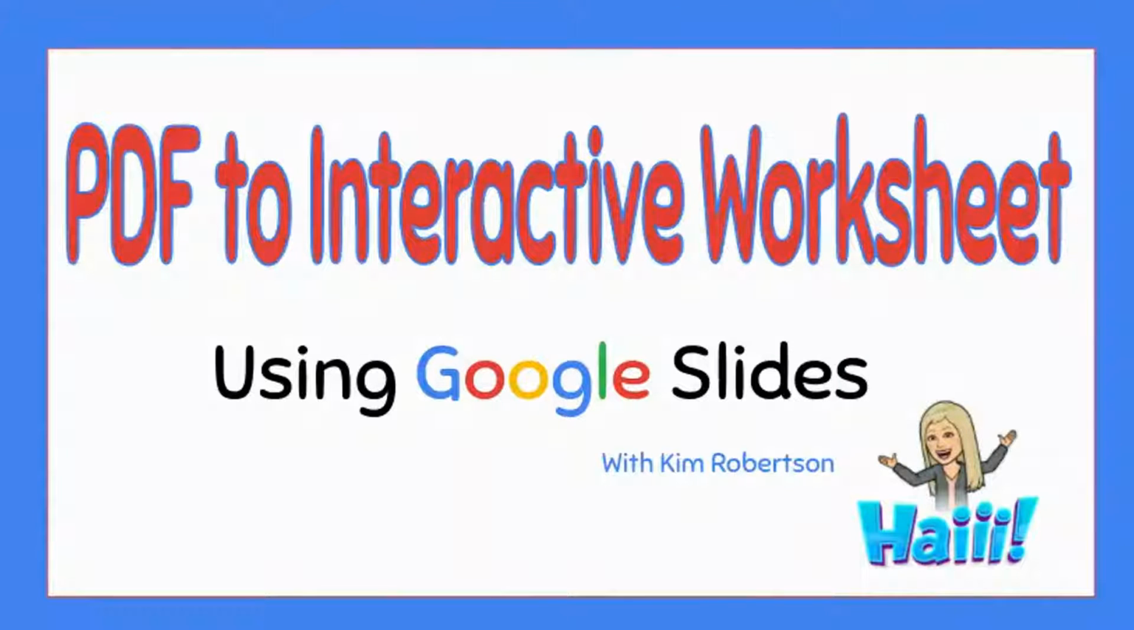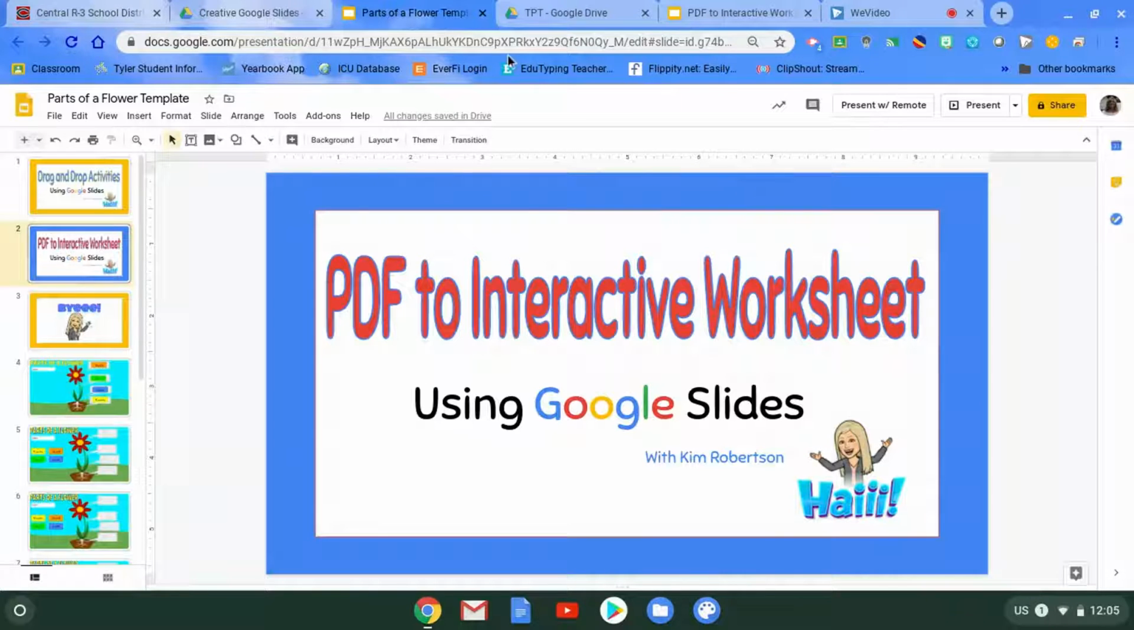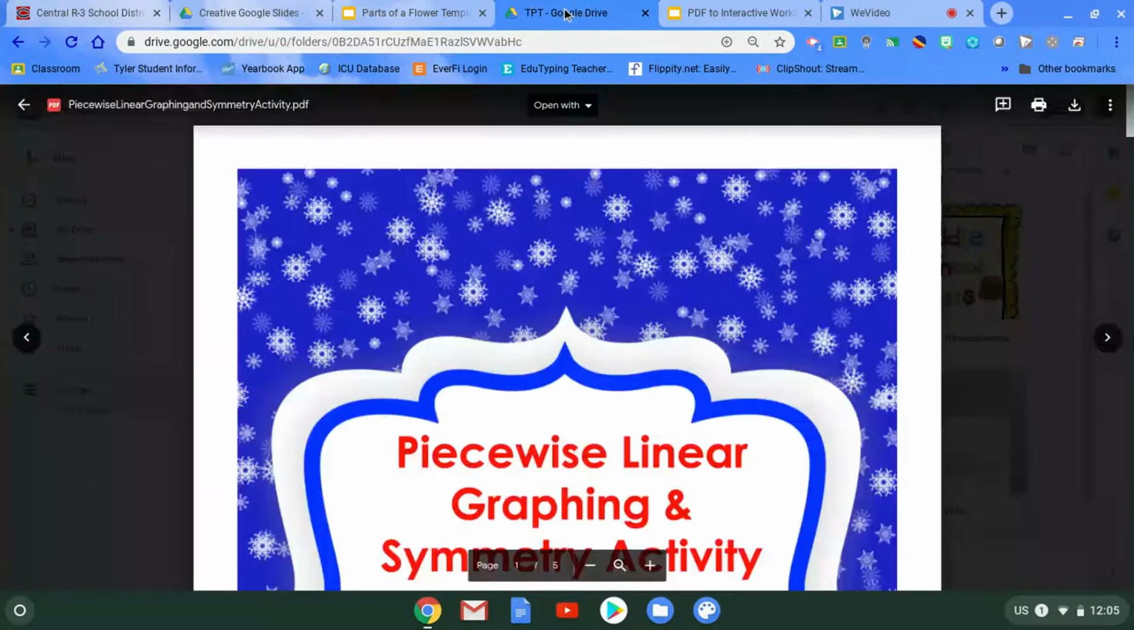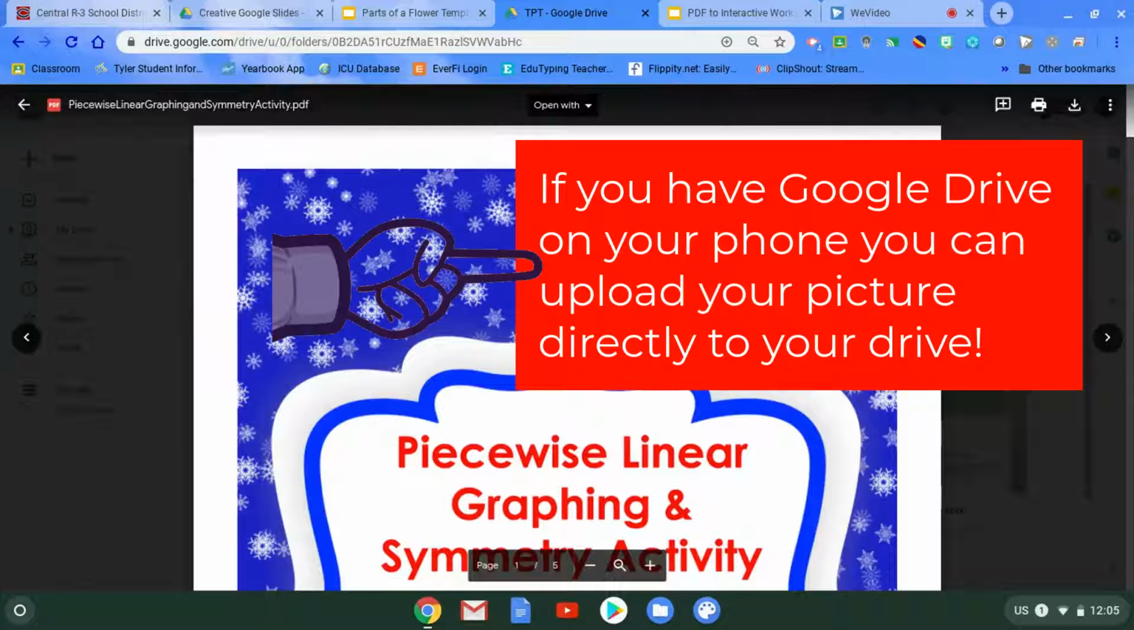Okay, today I'm going to be showing you how to change a PDF into an interactive worksheet using Google Slides. You can also do this with hard copies as well. So to start with, you're going to want to pull up your PDF file that you're going to be working with, or if you have a hard copy, you can take a picture of a worksheet that you have to be able to make that interactive as well.